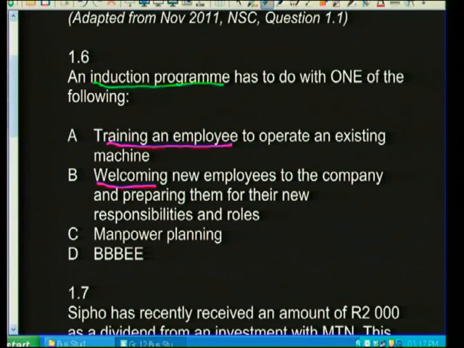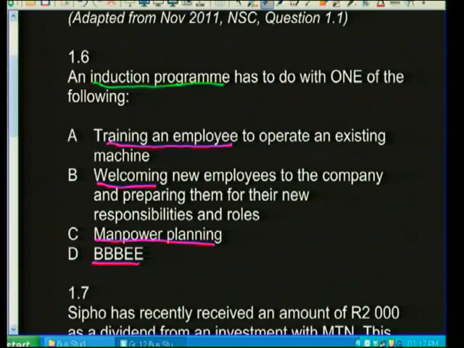C, manpower planning. Now, manpower planning would be where you actually do an audit and you look at how many workers you need and what type of workers you need. That is definitely going to help you with your recruitment. D, we're back with the broad-based black economic empowerment.